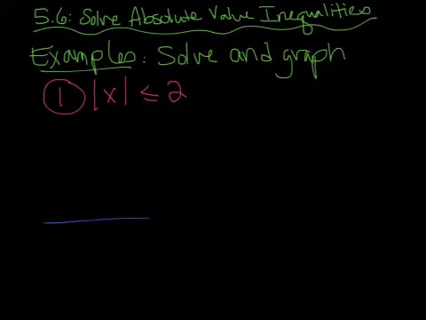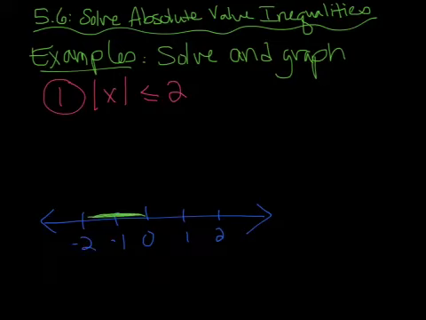If you were to graph it, with 0 here, x can be all of the possible values that are within 2 of 0. So x can be anything that is 2 to the left of 0, and anything that is 2 to the right of 0. And since it's less than or equal to, it's going to be a closed circle. So our answer would be -2 is less than or equal to x is less than or equal to 2.